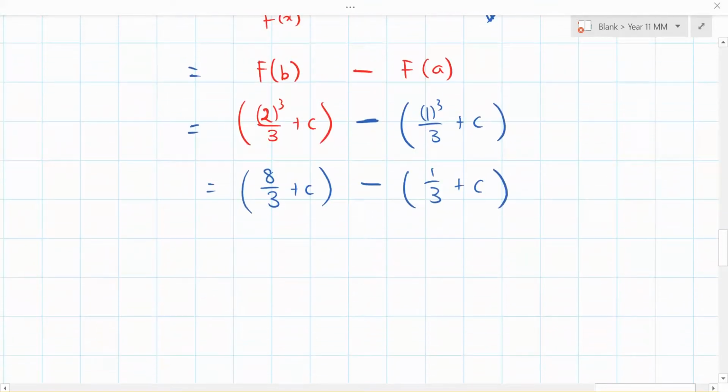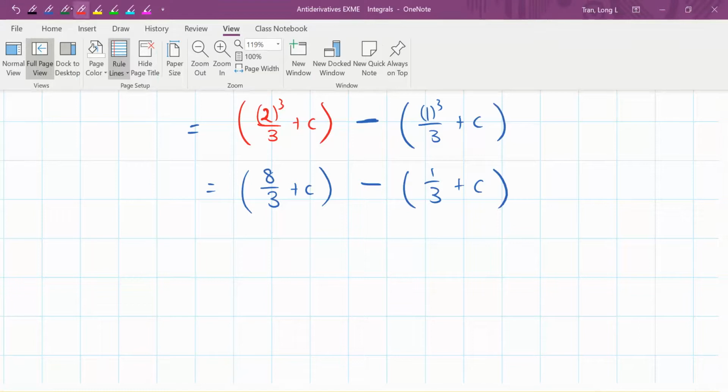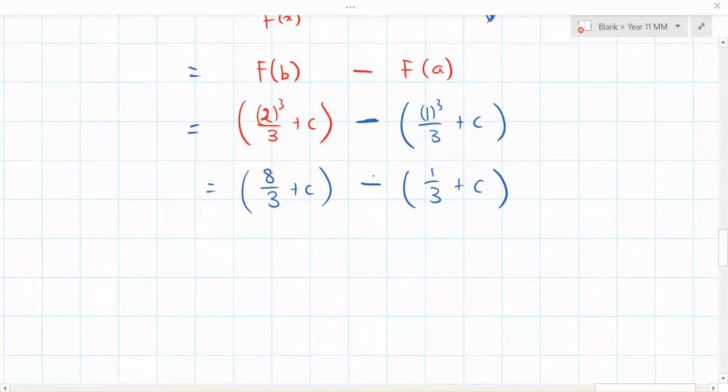Now, the reason why I put the brackets in, I'm emphasizing it, is because I want to remind you that when you put a minus on the outside, it's minus of the 1/3, but it's also minus of the c. So what you end up with is 8 on 3 plus c minus 1/3 and minus c. That's why the c's always going to cancel out.